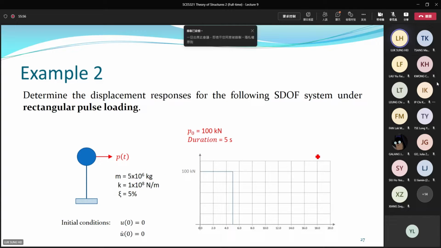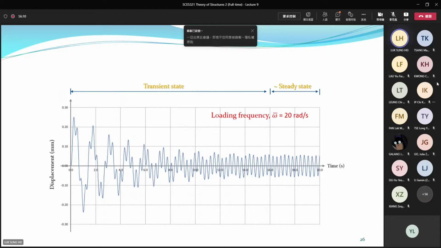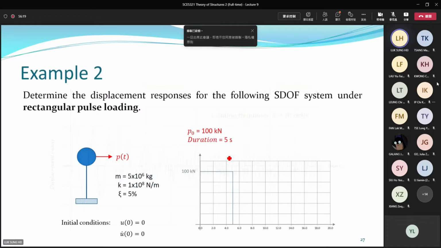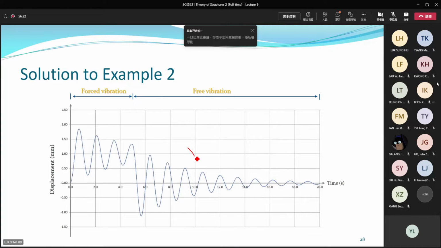Example 2: we consider the same structure under a pulse loading, a rectangular pulse. As mentioned before, you can use the same spreadsheet. You just need to update the force function yourself, changing the P column here to the pulse loading. Then the computer will give you the displacement automatically. So it's quite convenient. With the same spreadsheet, you can get the response of the structure, with no need for a different update.